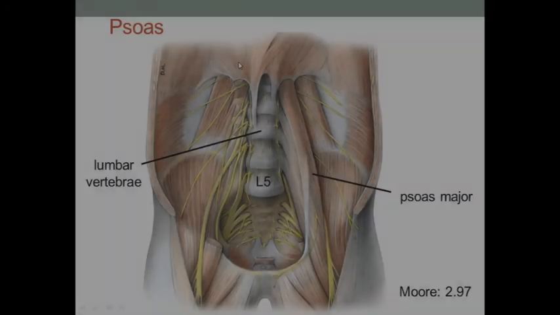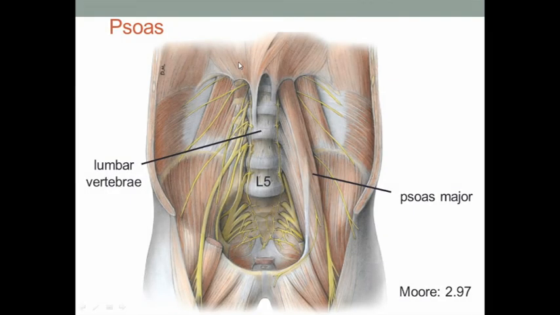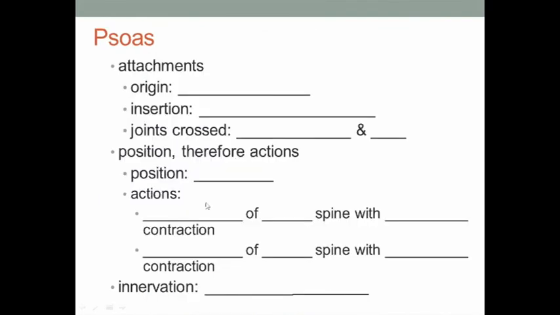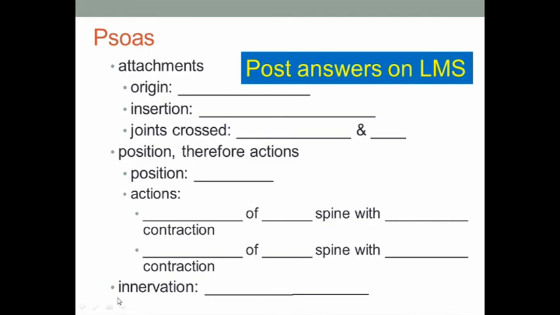Another muscle situated more posteriorly in the abdominal wall is the psoas. We can see the muscle here and its relationship to the lumbar spine and its other attachment disappearing here down into the lower limb. We'd like you to complete the blanks on this slide to describe the attachments and the joints crossed by this muscle, its position and therefore its actions with different types of contractions, and finally its innervation. And you can post your answers to these questions on the LMS system.